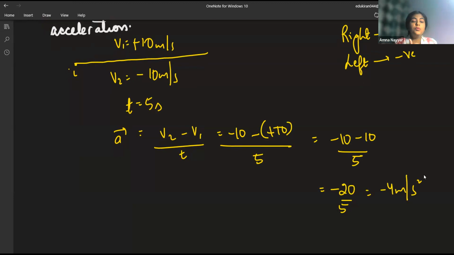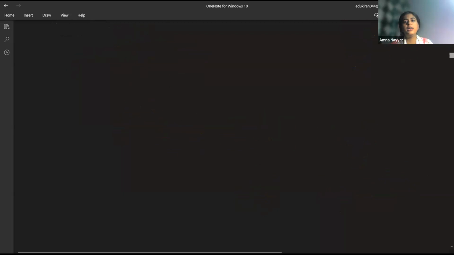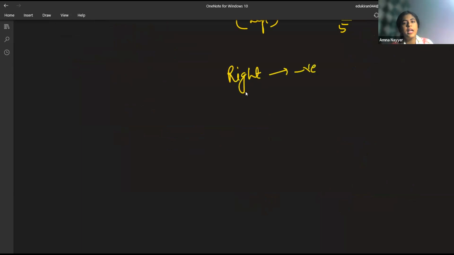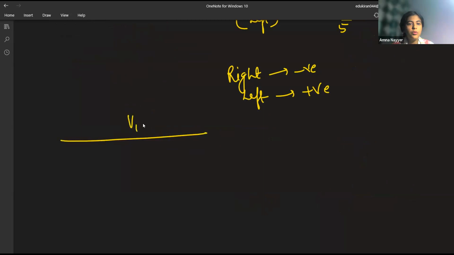The minus sign is telling you the direction of acceleration. What is the direction? Negative. Which direction is negative? Left. It means this is going towards left. Suppose some other student has taken right as negative and left as positive. Your answer will come positive because the actual answer is towards the left side. Now V1 will become minus 10 meter per second, and V2 will become plus 10 meter per second.